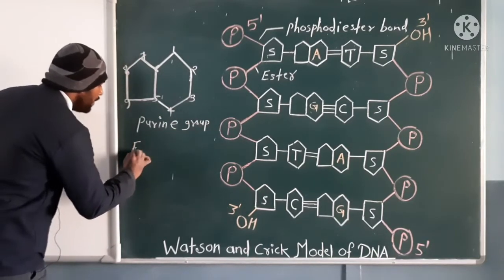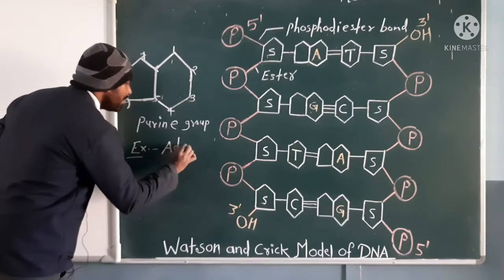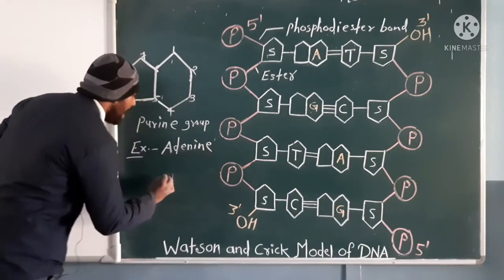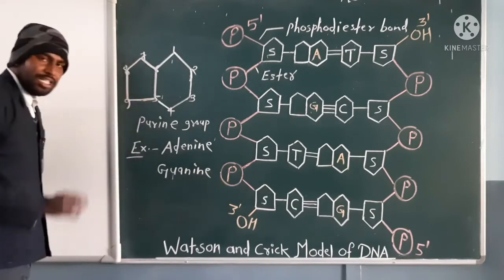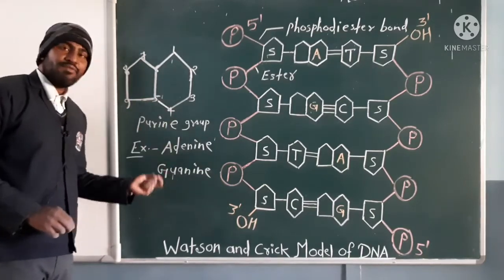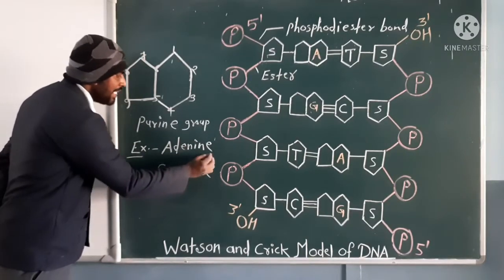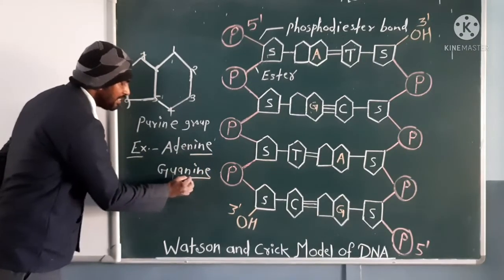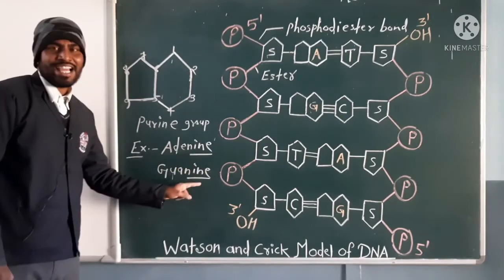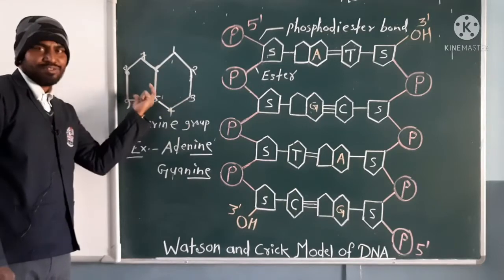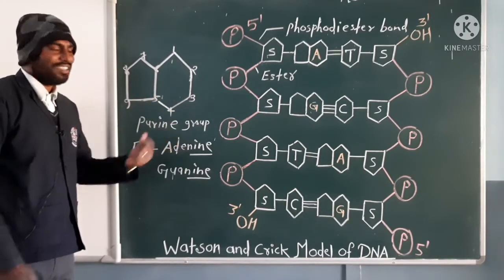Examples of purine nitrogenous bases, only 2 examples are there: adenine and guanine. And I am going to give you a little trick to help you remember these names very easily. See, both these nitrogenous base names contain the suffix "ine", like nine. Are you getting it? Adenine, guanine, 9 carbon atoms. That means they are the 2-ring structured purine group.